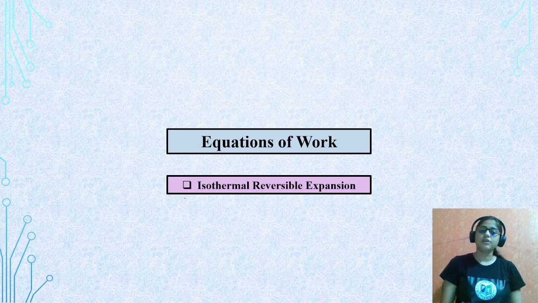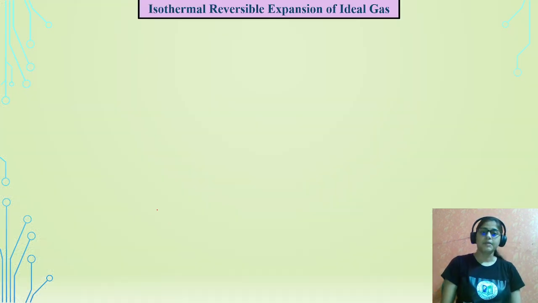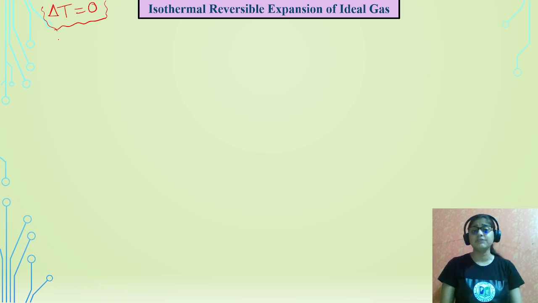So now the equations of work which I have talked about. The first system is isothermal reversible expansion. Isothermal means, in the next slide we will understand. When we see the isothermal term anywhere, you should have this in your mind: delta T will be 0. Temperature is not changing with time for this process. Clear?